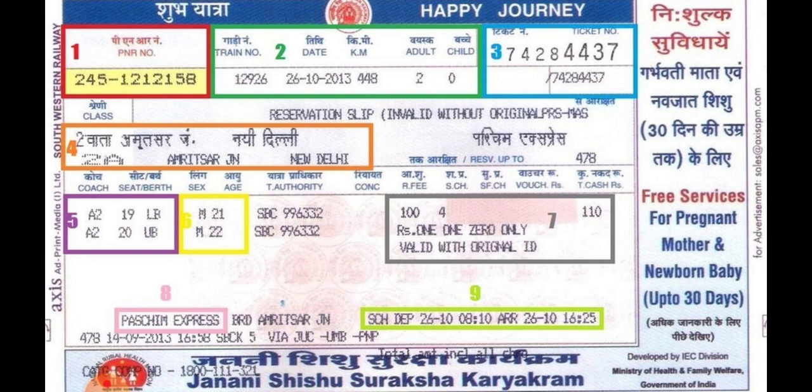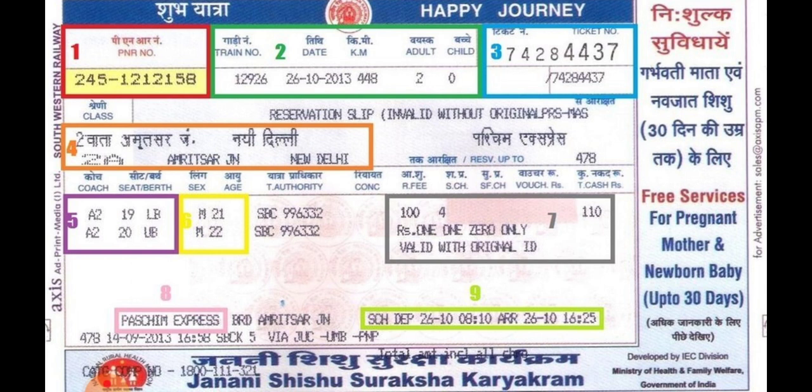And what is the PNR number of this ticket? 24512121158. So that is the PNR number of this train ticket. Hope it is clear to all. Let's move on to the next.